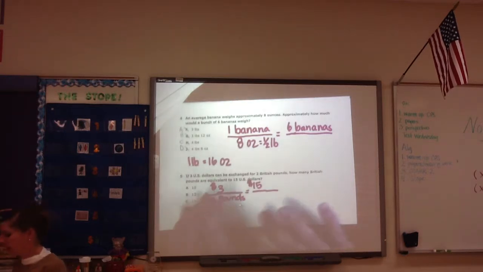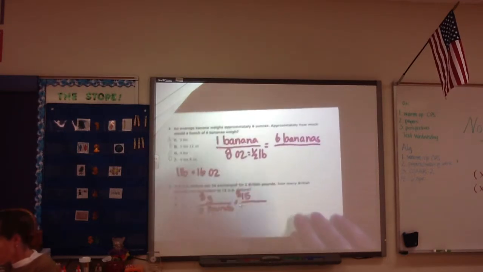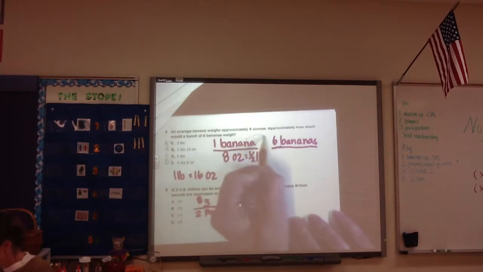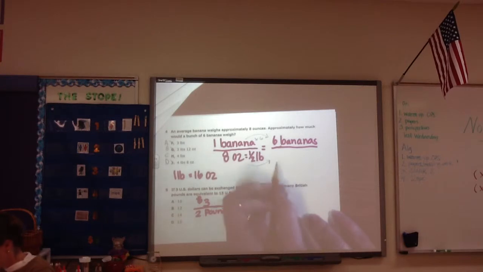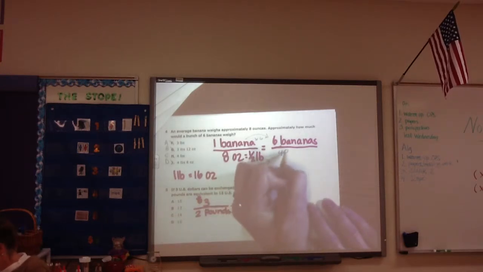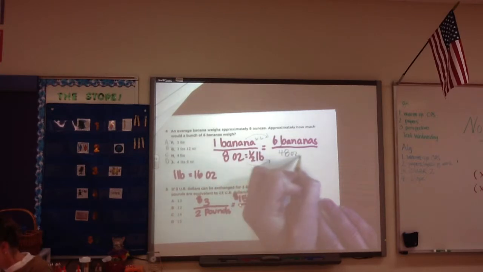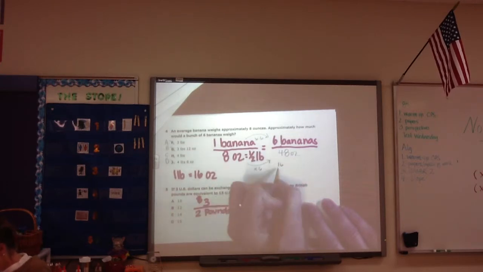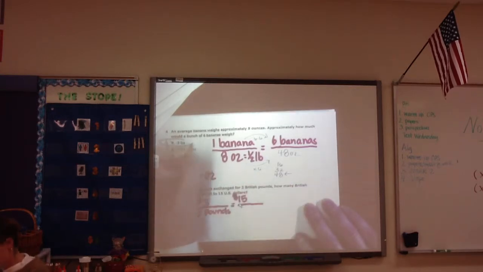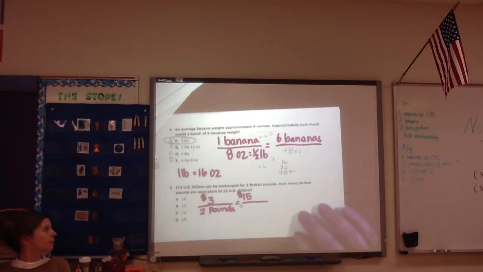Okay, we're going to go ahead and get started. Here I'm looking at a scale factor of multiplying by 6, so whatever I do to the top, I do to the bottom. So I have 48 ounces. If I skip count by 16s, 48 ounces is 3 pounds. The correct answer was A.